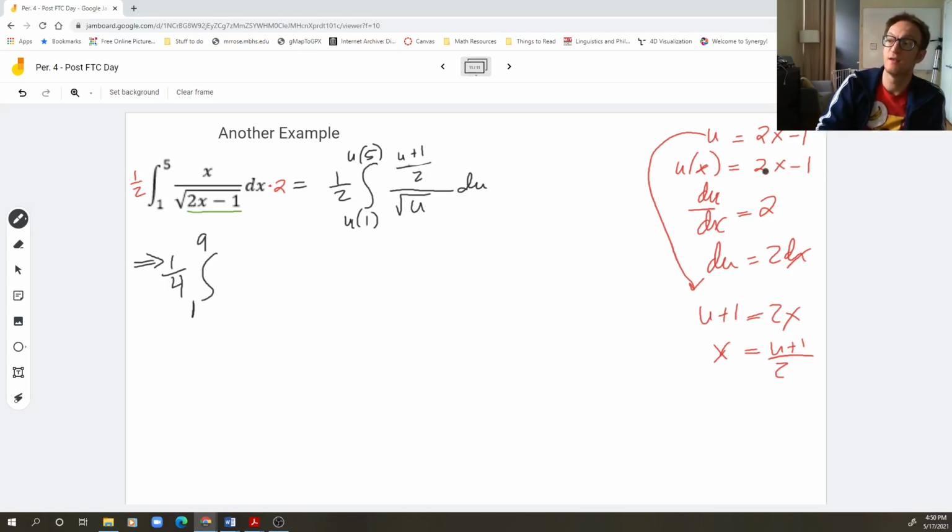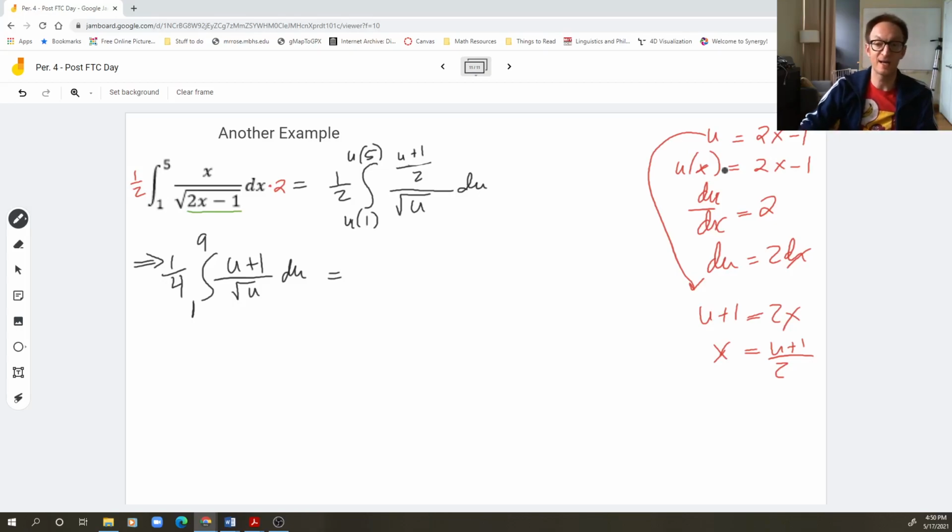And so, if u is 2x minus 1, then the transformation takes 1 to 1, but it takes 5 to 9. Okay, and then what do we have here? u plus 1 over root u. All right, so I just did a lot of work. Is this actually helpful? Is this actually easier? I think it is easier now, right? Why is this an easier problem to integrate?